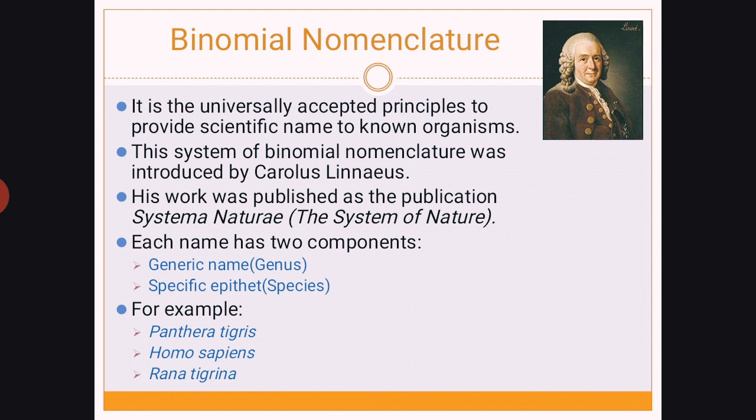of nature. According to the binomial nomenclature, each scientific name has 2 components: the generic name which indicates the genus and the specific epithet which indicates the species. So if we consider the scientific name of human, that is Homo sapiens, Homo is the generic name whereas sapiens is the specific epithet.